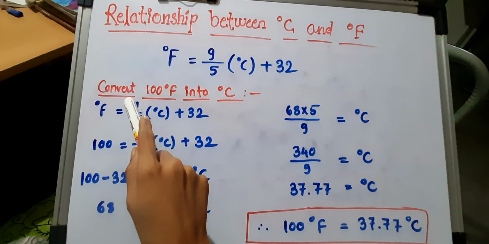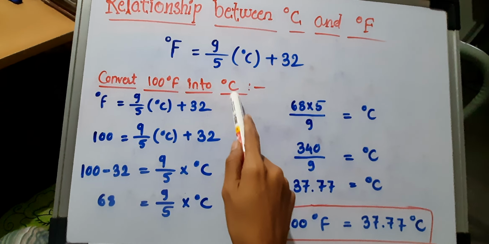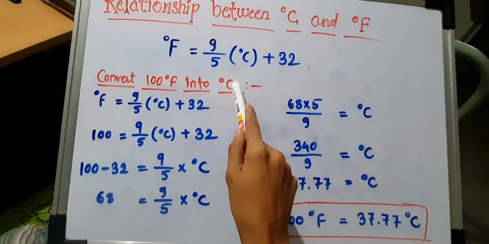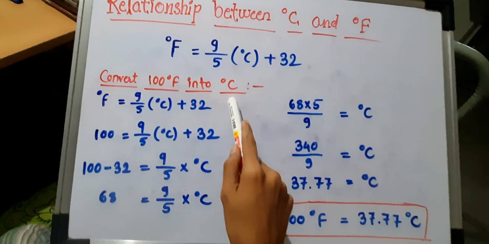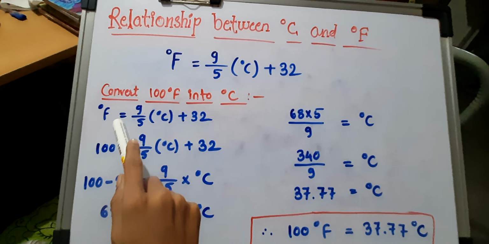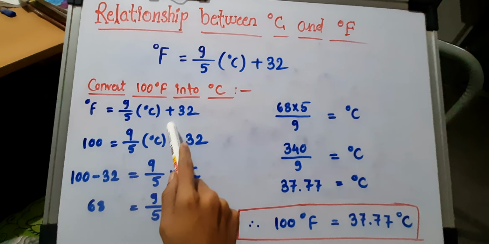We have to convert 100 degree Fahrenheit into degree Celsius. Means 100 degree Fahrenheit means how much degree Celsius. So we will use this formula or this equation, that is degree Fahrenheit is equal to 9 by 5 into degree Celsius plus 32.